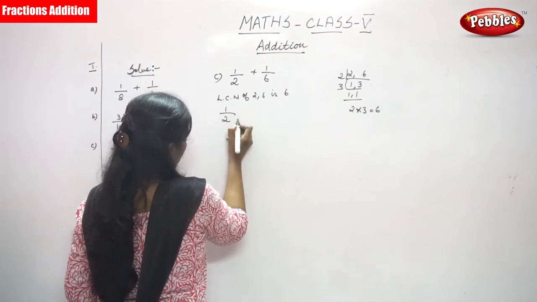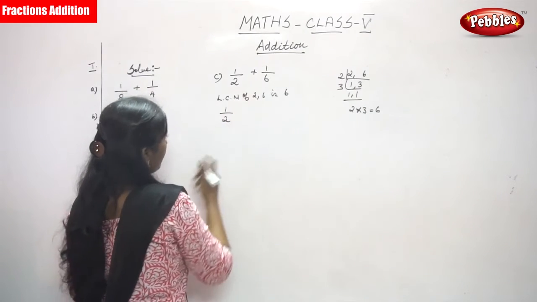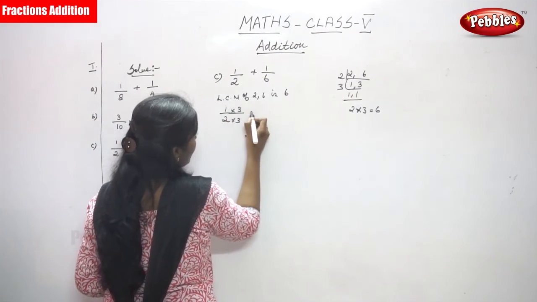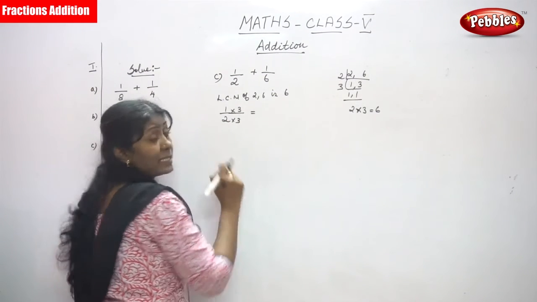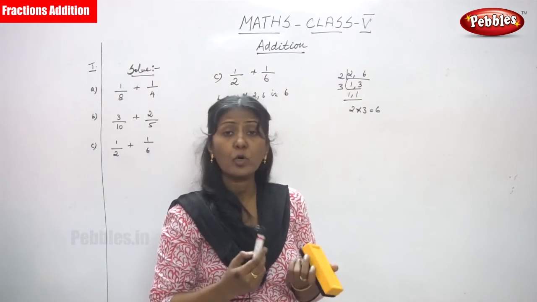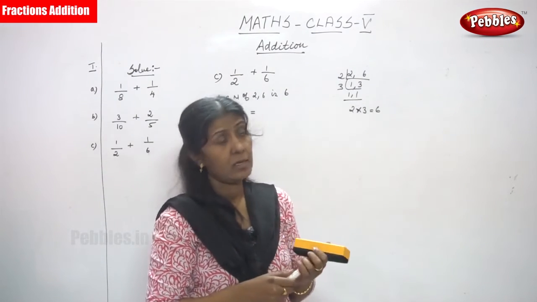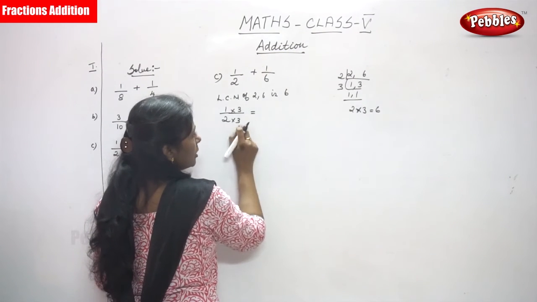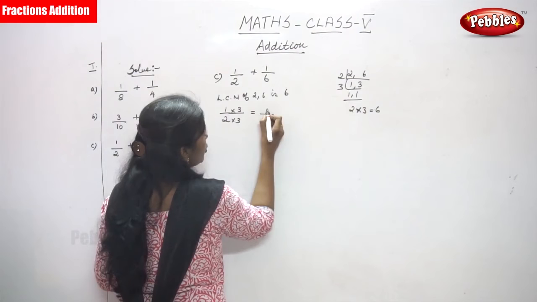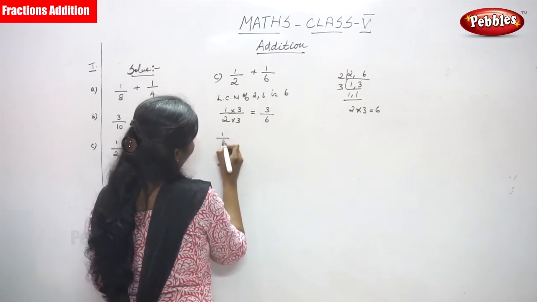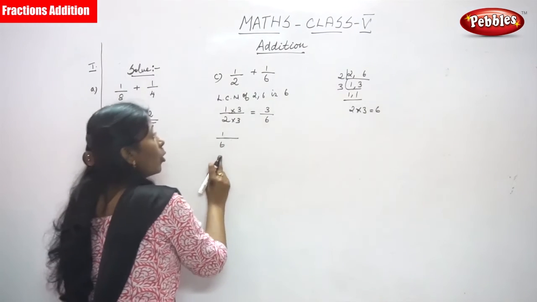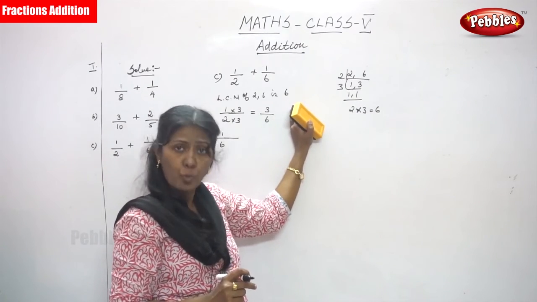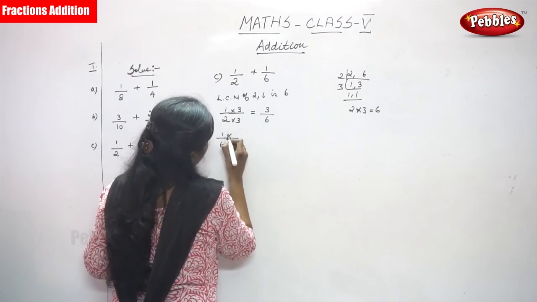So 1 by 2. Now I am going to multiply by 3, and the numerator is also multiplied by 3. I want to make this 2 the common LCM or common denominator. So I multiply by 3, because 2 into 3 gives 6. So here 3 into 1 you get 3. Next is 1 by 6. The denominator is already 6, and the LCM is also 6. So I have to multiply by 1. Very good. So here also 1.